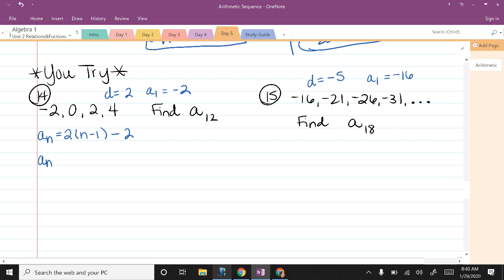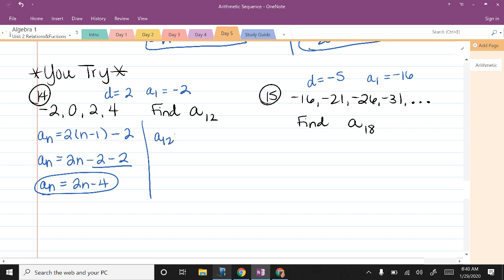And then I keep going and I distribute. 2 times n is 2n, 2 times negative 1. And then minus 2. And those are like terms. So A sub n equals 2n minus 4. That's our rule, right? And I want to find the 12th term, right? So A sub 12 equals 2 times 12 minus 4. What's 2 times 12? 24 minus 4 is 20. Raise your hand if you got 20 for the 12th term on number 14.